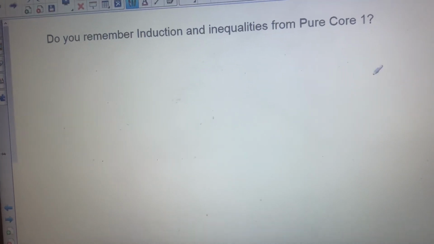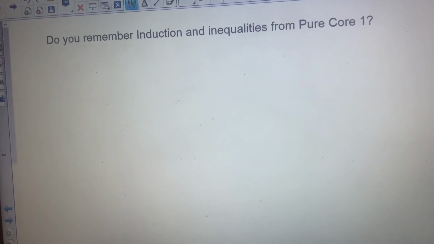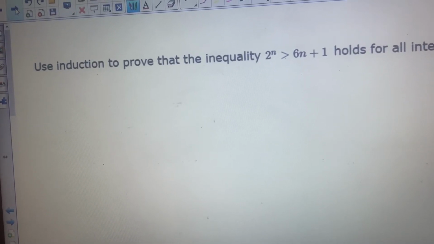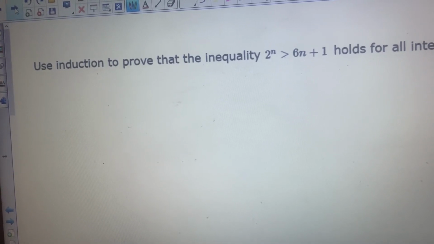What do we remember about induction and inequalities from Pure Core 1? This is the example from Pure Core 1. However, the Pure Core 2 questions that use inequalities really rely on us having a good understanding of what was going on. So I'd quite like to look at it again as quickly as possible.